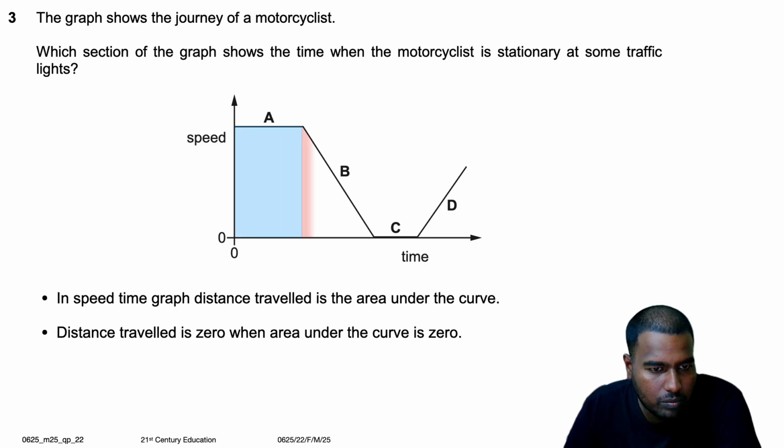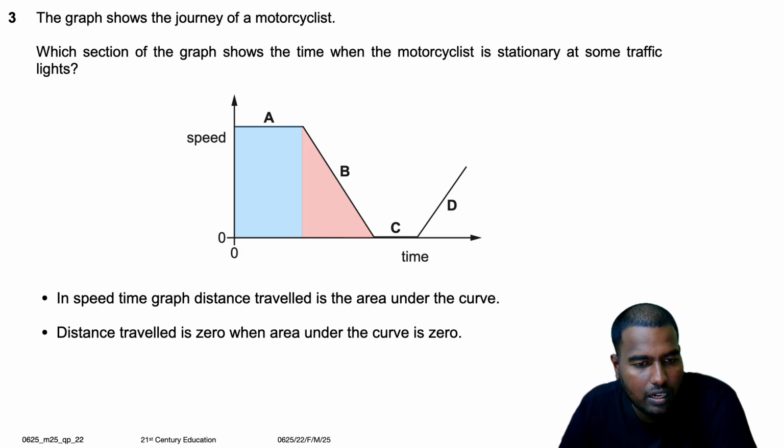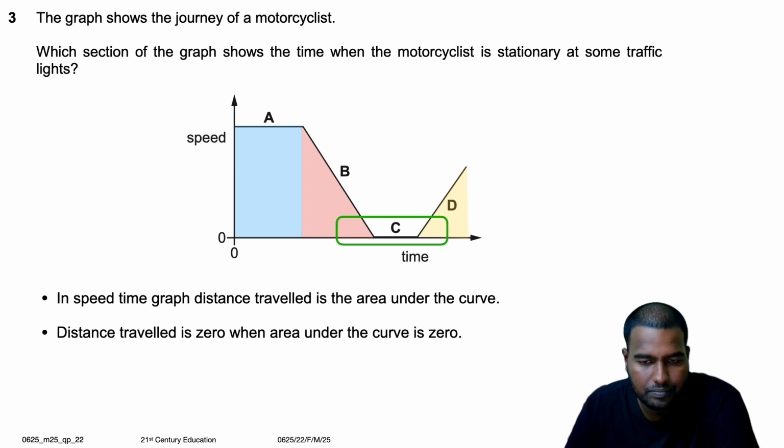stationary. B also has some area under the curve, so it must have traveled some distance in A and B. In D also there is some area under the curve, so it must have traveled some distance in section D. So only in C there is no area. So C is the right answer.